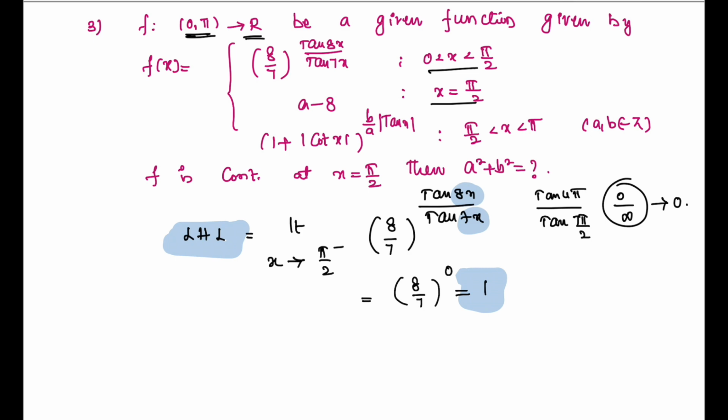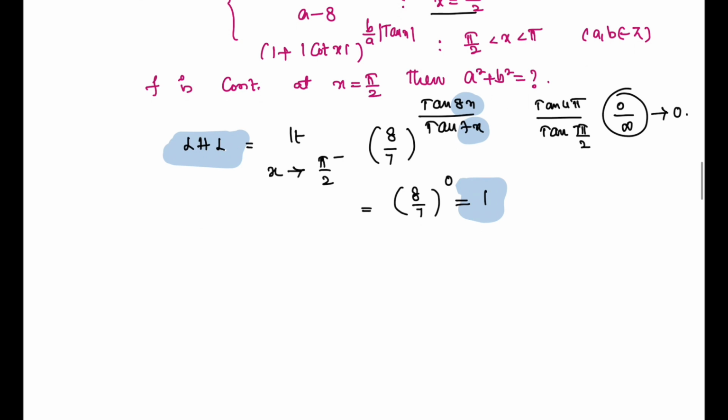Now the function value is ready: a minus 8. Now we have to calculate RHL. RHL means the limit as x tends to pi by 2 plus, the right side. So we write x tends to pi by 2 plus, the function on the right side of pi by 2. If x lies in pi by 2 to pi, then the function is 1 plus mod cot x to the power of b by a mod tan x.